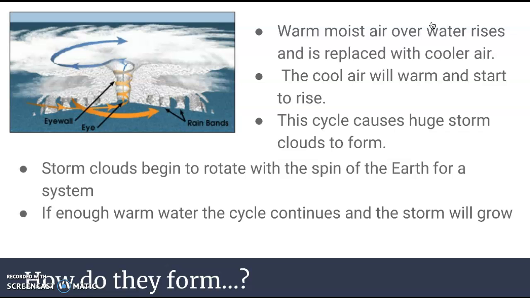So then at the top I have a little diagram of a hurricane, and it shows at the center that low pressure, which is the eye, and then surrounding that is the eye wall, which they say will be the strongest part of the hurricane. And then on the outside, the rain bands, which will be like tropical storms that the areas around the hurricane experience, lots of rain.